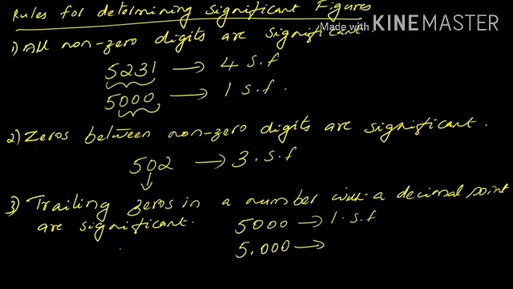But if we are writing it as 5.000, then the zeros are coming after the decimal point, so we should count those zeros also. So there will be 4 significant figures in 5.000.